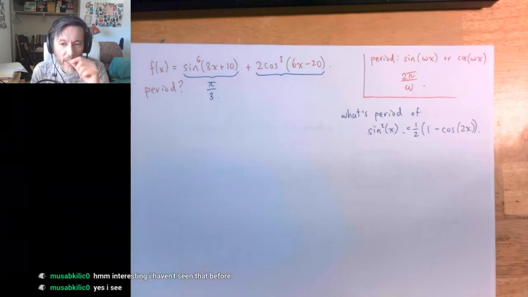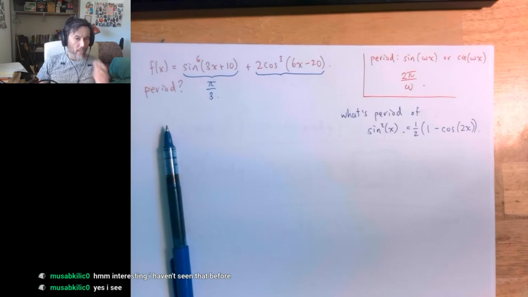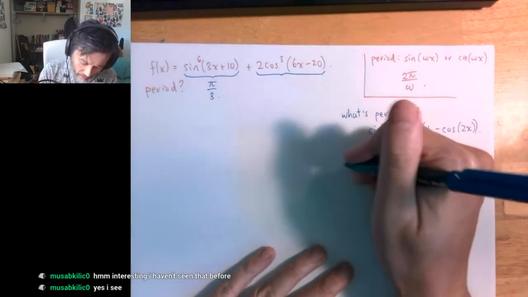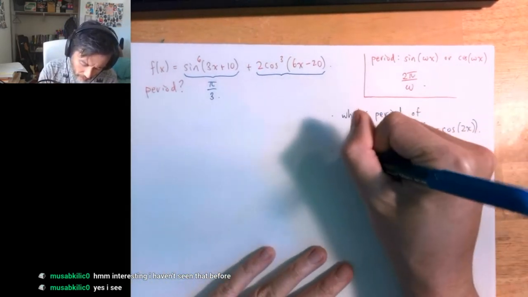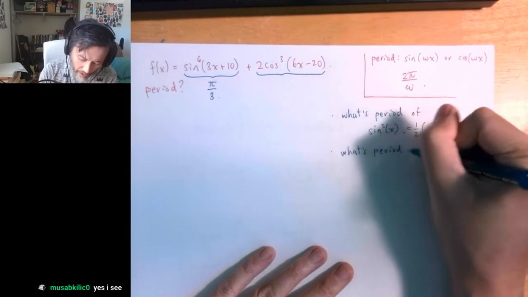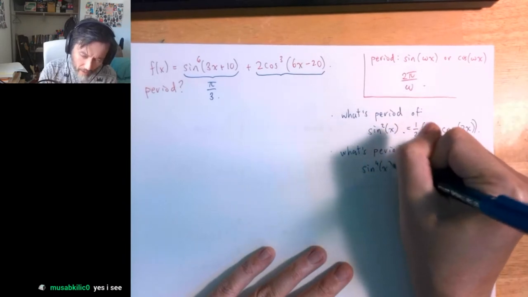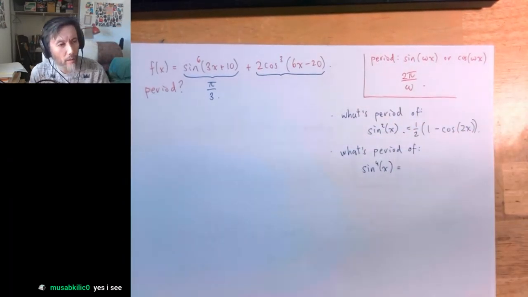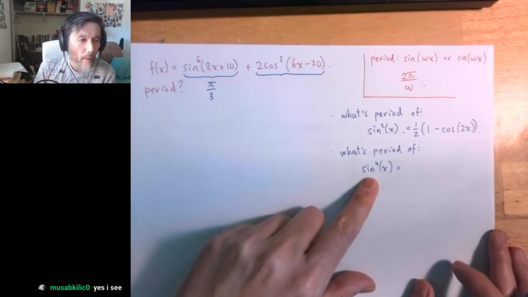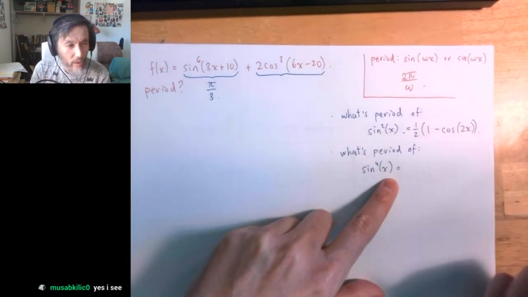I don't want you to think that, though. For example, let's just think for a second about sine to the fourth. Because I don't know the general rules. I don't have it stored in my head. I have to rethink these things. So what's the period of, let's say, sine to the fourth of x? Is it really pi, like we're thinking? I seriously wonder, because if we take sine to the fourth of x, well, on the one hand, this is sine squared squared, right?